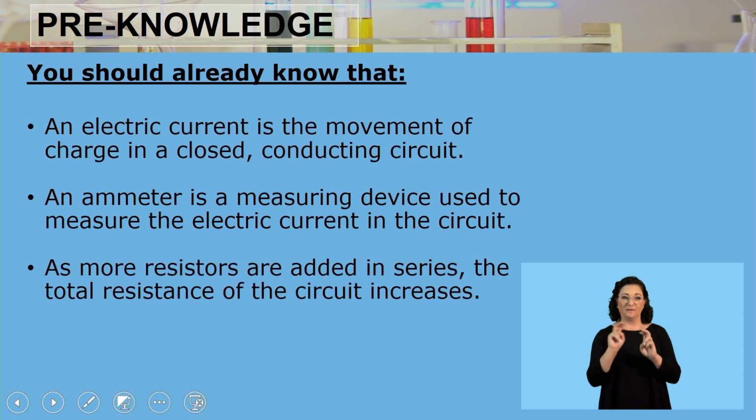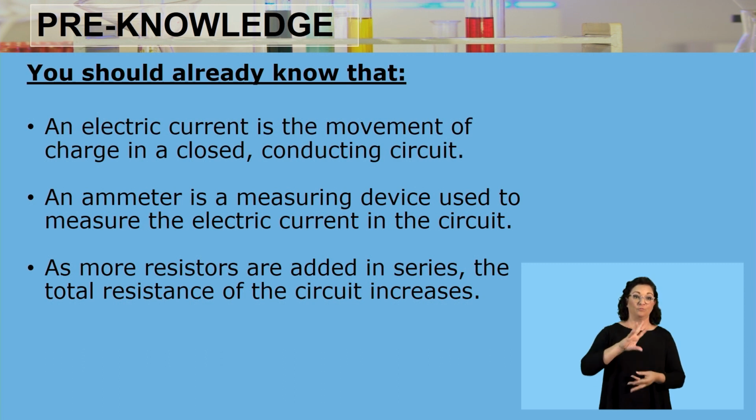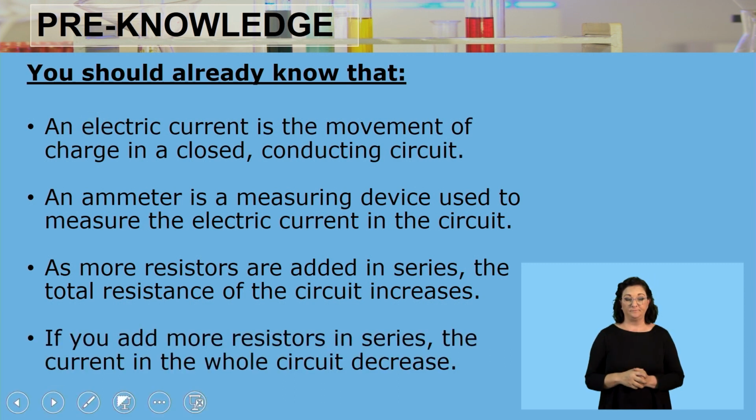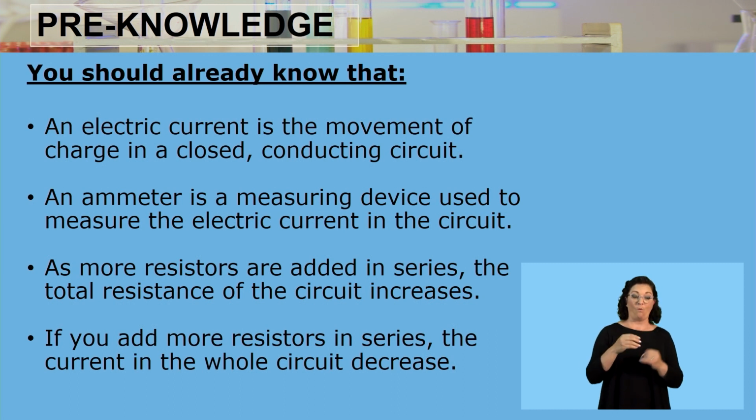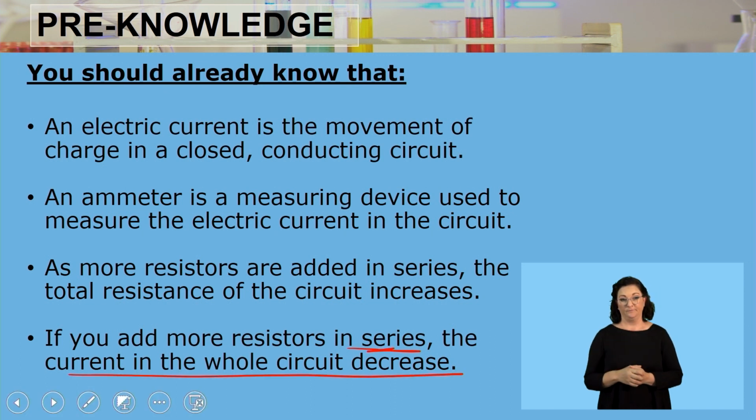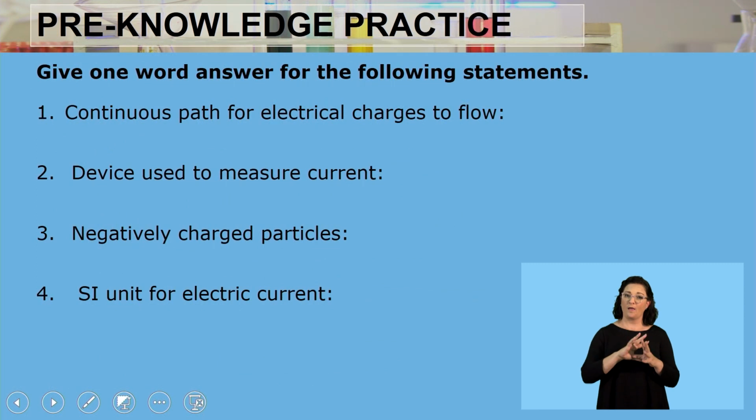And then number three, as more resistors are added in series, the total resistance of the circuit increases. And then lastly, what you should already know by now is that if you add more resistors in series, the current in the whole circuit decreases. Now with this and also other things that we know, can we then answer the following questions that are given to us?